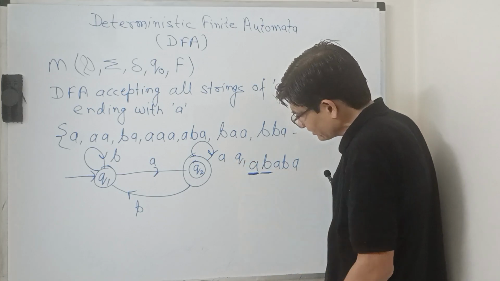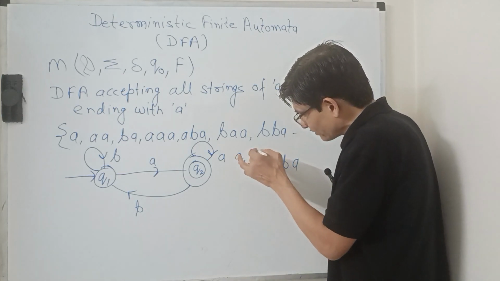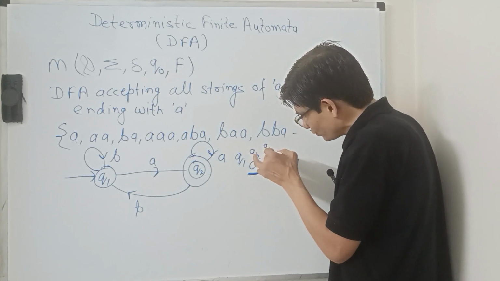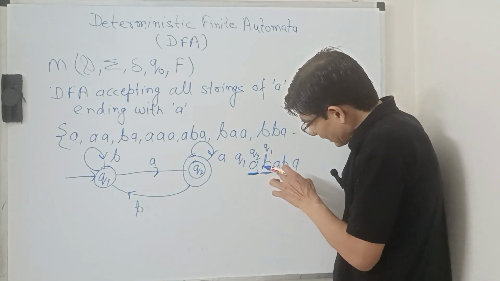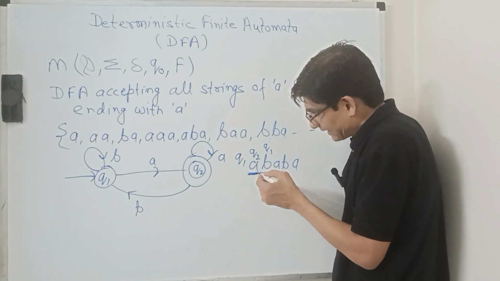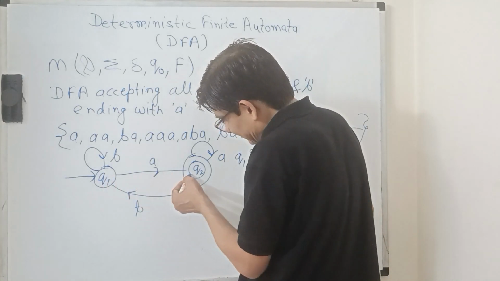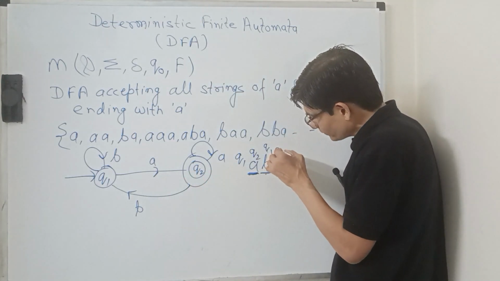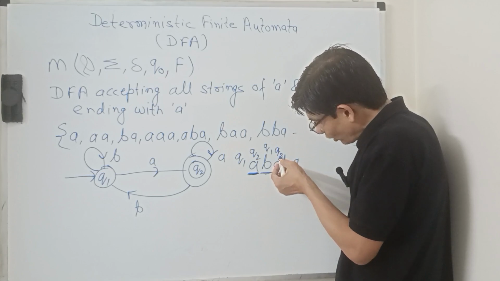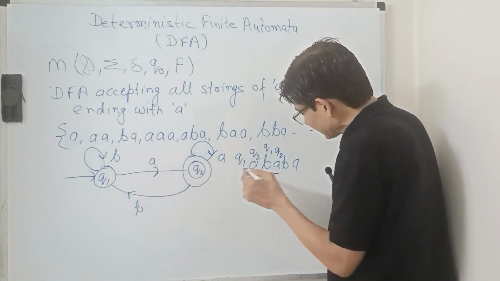Initially we are at Q1. After reading this symbol, we will move to Q2. After reading this symbol, we will again move to Q1. Now we are at Q1 and we are getting A, so we will again move to Q2. Then after getting B on Q2, we will move to Q1 again.